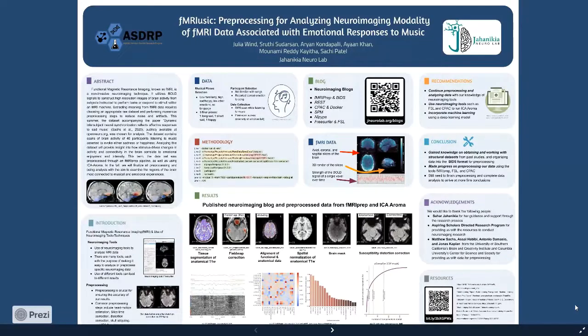Hi everyone, we're the fMRIusic team, part of the Jahaniki Neurolab. Our project right now is preprocessing for analyzing neuroimaging modality of fMRI data associated with the emotional responses to music.